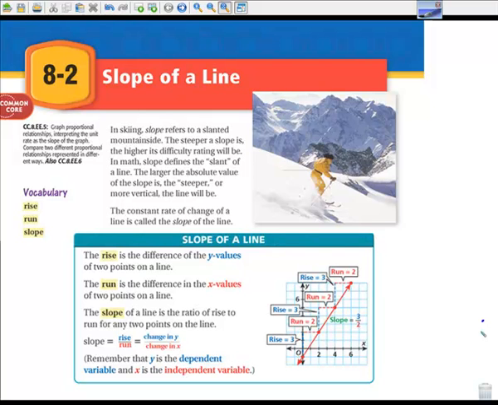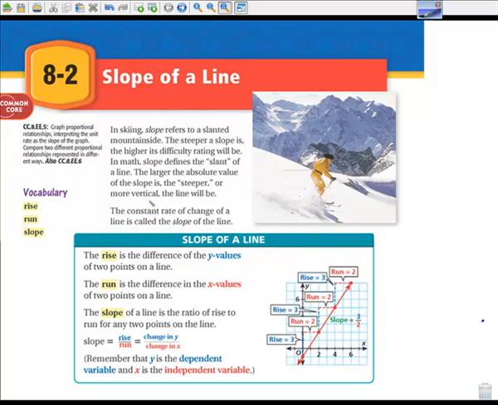Lesson 8.2 deals with the slope of a line, and we've dealt with slope before, so this shouldn't be anything new to you. In skiing, slope refers to a slanted mountainside. So the steeper a slope is, the higher its difficulty rating will be. And in math, the slope defines the slant of a line. The larger the absolute value of the slope, the steeper or more vertical the line is going to be.